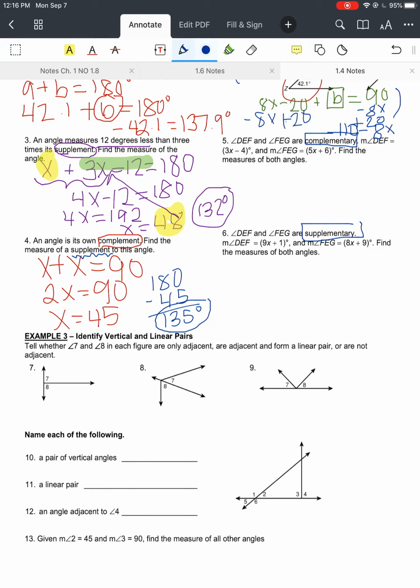Looking here at number 7, I would say that they're definitely next to each other. They're not overlapping or anything. They share this common side right here that I'm going to highlight. That's the common side that they share. So I'm going to go ahead and say that they're definitely adjacent.